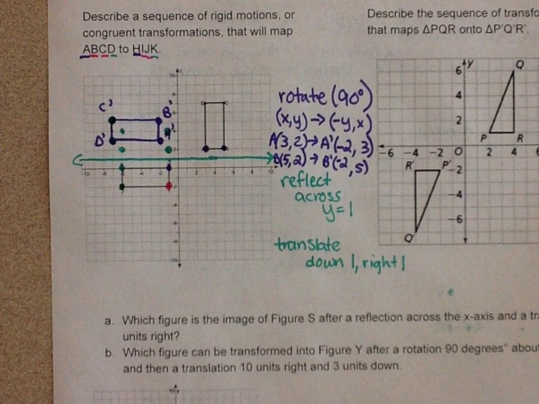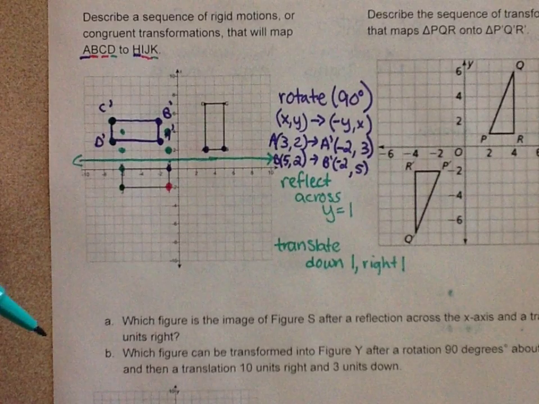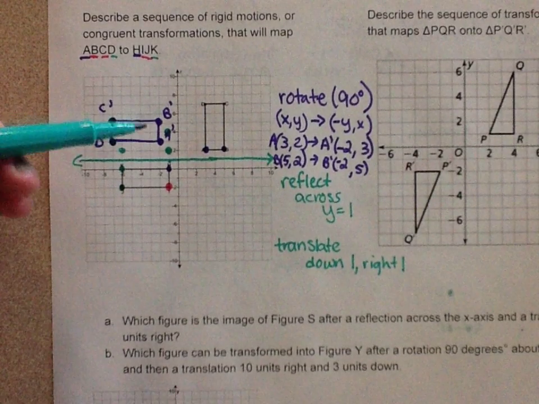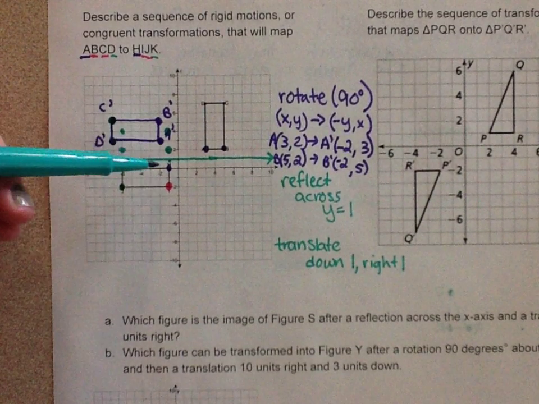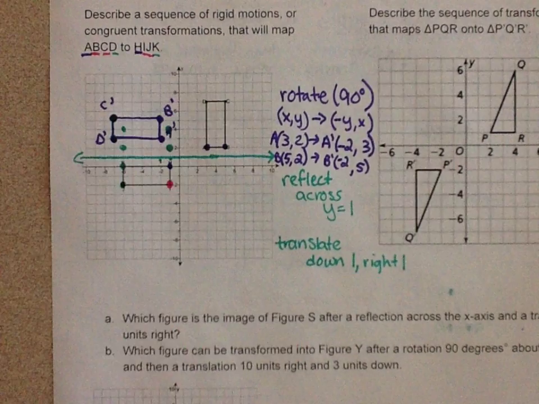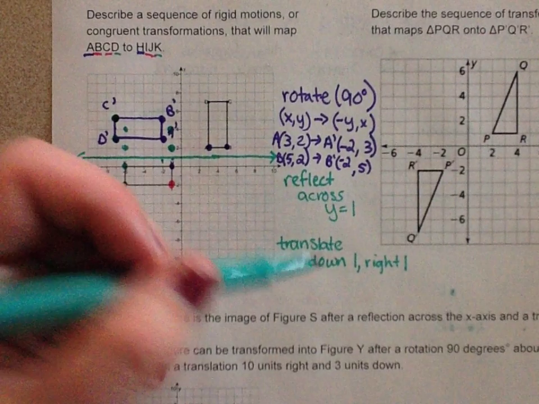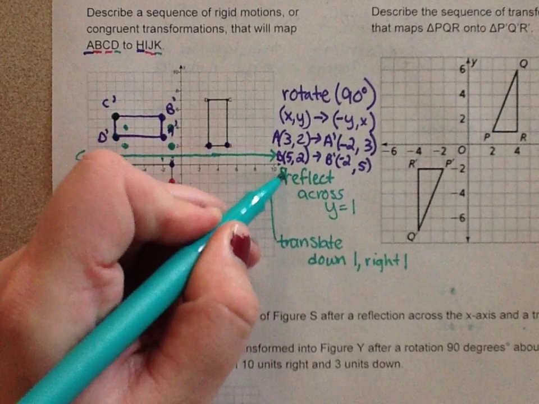No. Yes. Okay, could I reflect this original rectangle across the line x equals 1 and get this one by going down 1 to the right 1? Then you just go up. I would have had to go a different direction, translate, right? So the order does matter. I need to translate before I reflect.